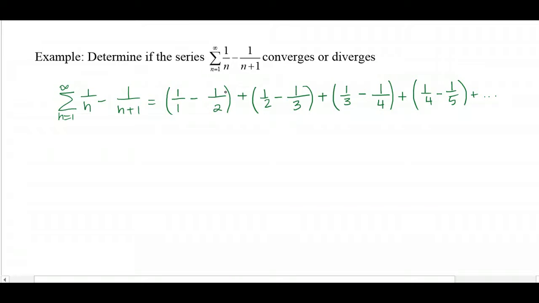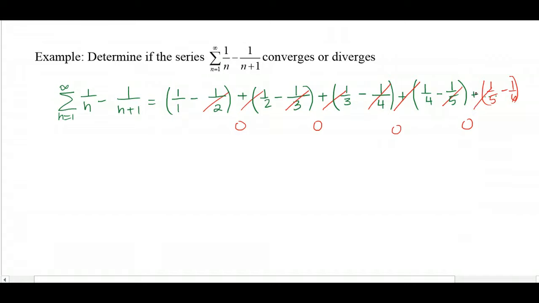Now, let's try to see what's happening. Since everything's being added or subtracted, technically all these parentheses don't need to be here. And if they weren't here, maybe we would be able to clearly see what would happen. The minus 1/2 plus 1/2 would cancel and give me 0. Minus 1/3 and plus 1/3 would give me 0. Minus 1/4 plus 1/4 would give me 0. And the next term would be 1/5 minus 1/6. So you guessed it, the minus 1/5 and the 1/6 would cancel and give me 0.